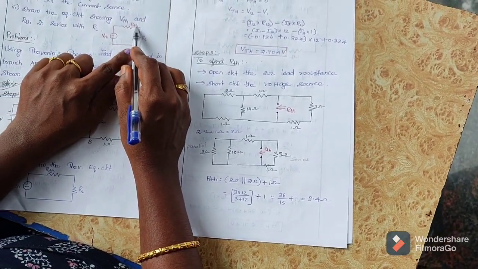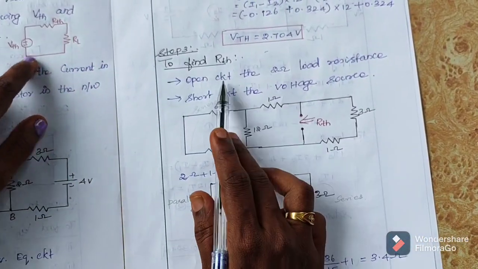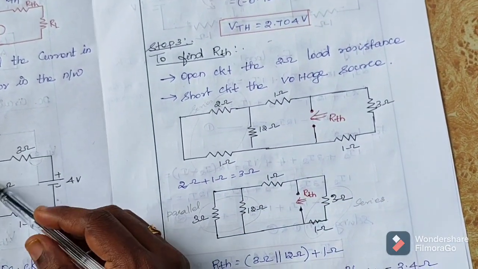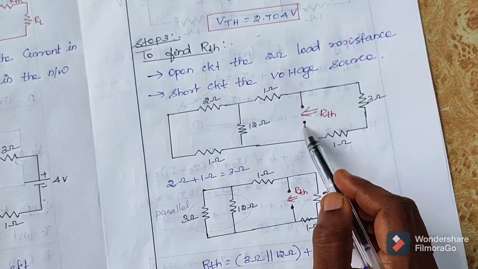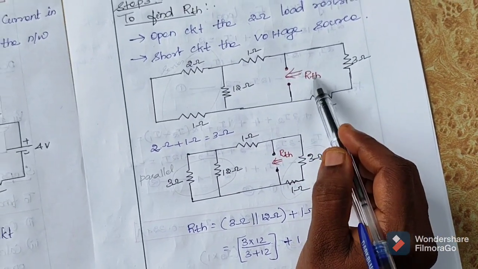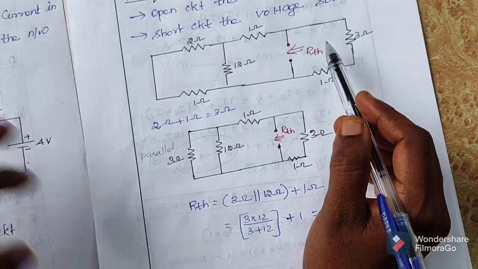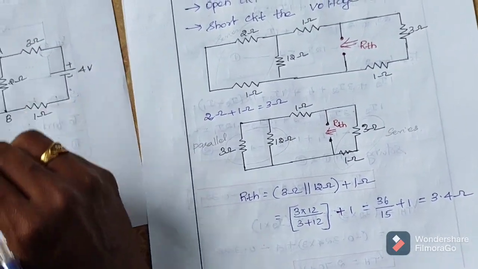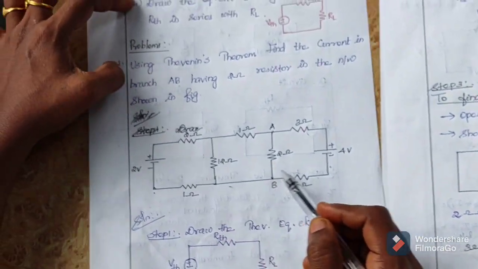What's the next step? To find the value of RTH. What is the procedure to find RTH? Open circuit the load resistance. So this is the load resistance. So just open circuit that load resistance and find the RTH value across that. Then one more procedure is also there. If there is a voltage source, what should we do? Short circuit it. If there is a current source, open circuit it.